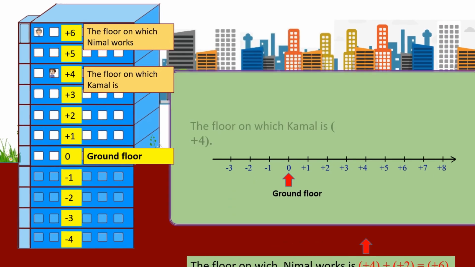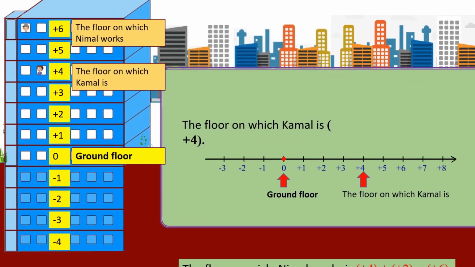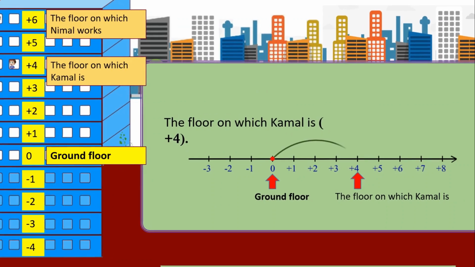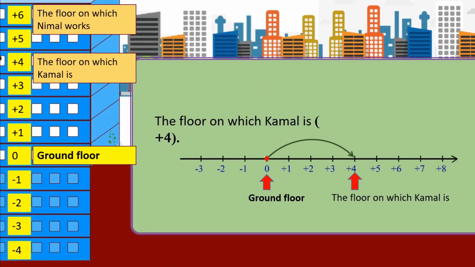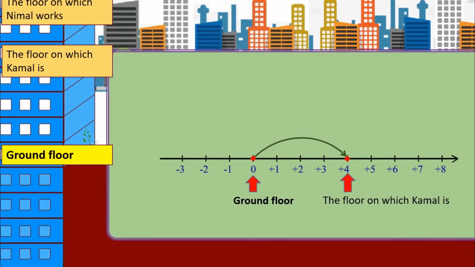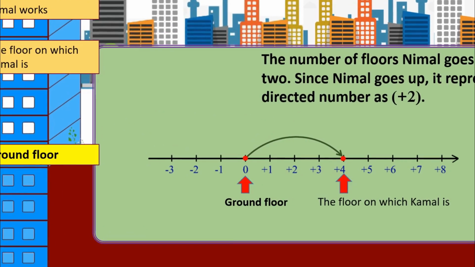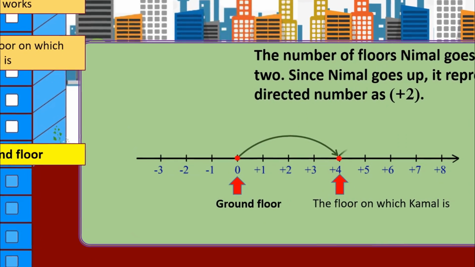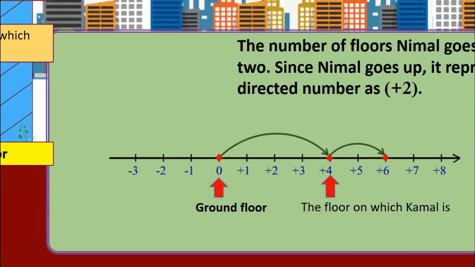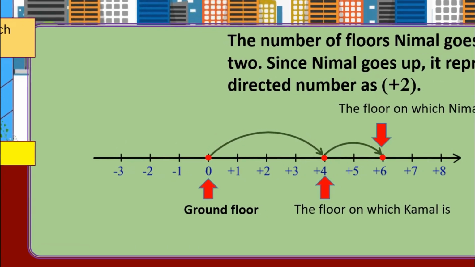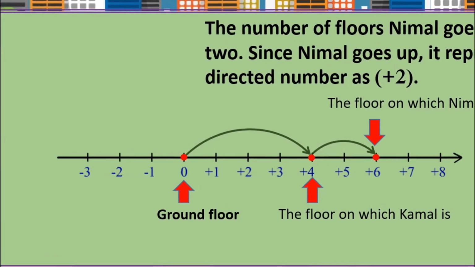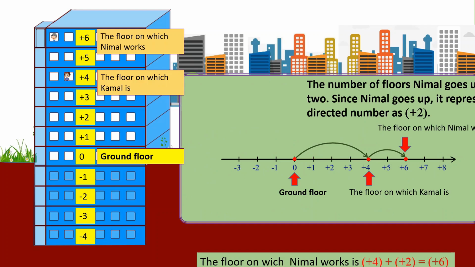My dear children, when we consider the ground floor as 0, since Kamal is 4 floors above the ground floor, we put a mark where it reads +4 on the number line. Since then, Nimal goes up 2 floors from there. So, we add +2 like this. Accordingly, we can find the floor where Nimal works as +6th floor using the number line.